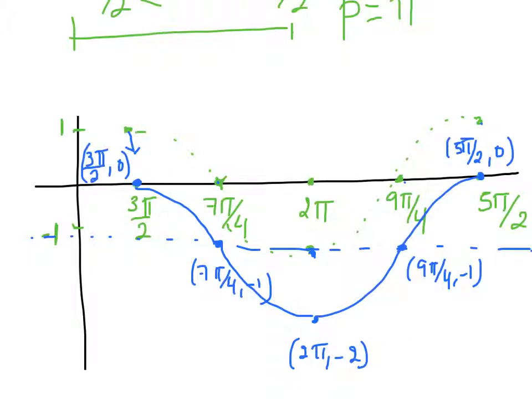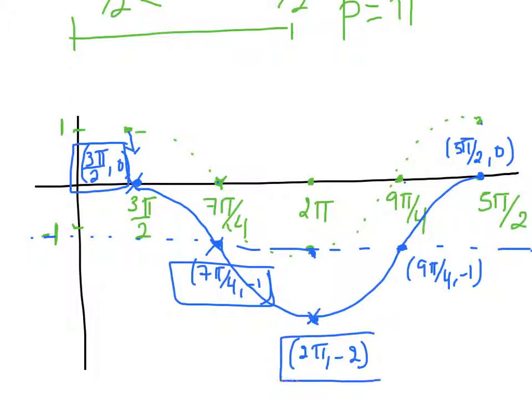Just make sure you have labeled 5 key points. This is the first, that is the second, this is the third key point, that's the fourth, and the last key point is up here. 5 key points properly labeled.